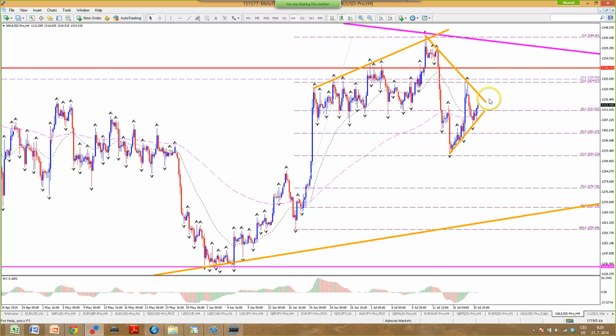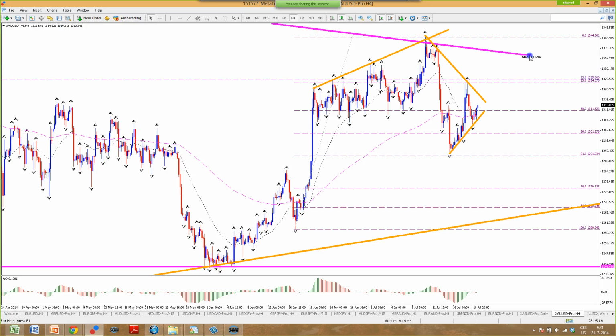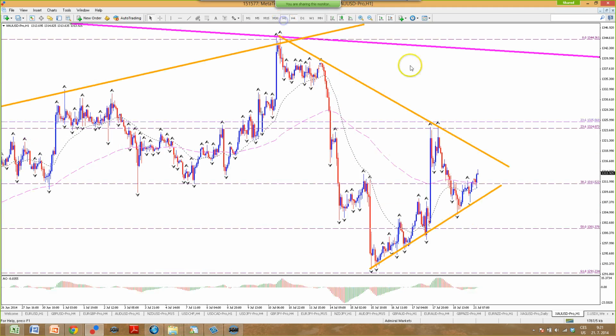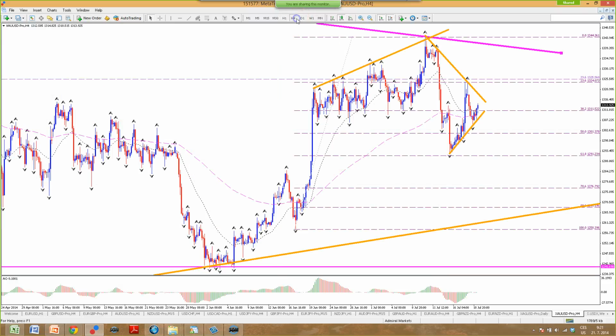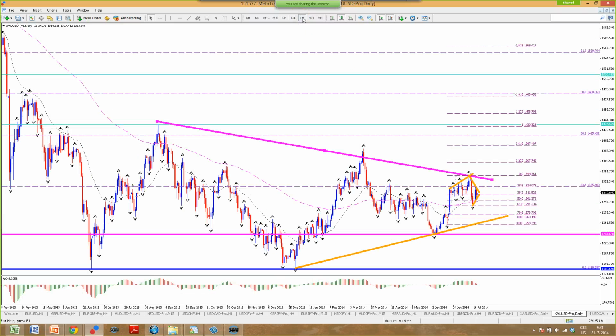But if we break those lines, be careful. You could see resistance again at the magenta line or support back at the orange. So not much space to the up or downside really, even if you break this hourly triangle or 4-hour triangle, right? Because we are in a bigger daily triangle, that's the point.